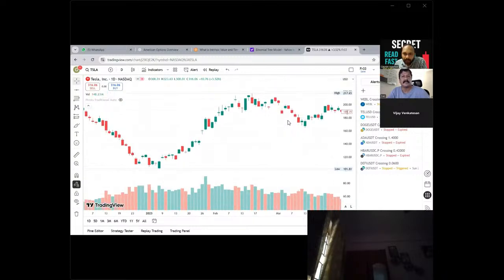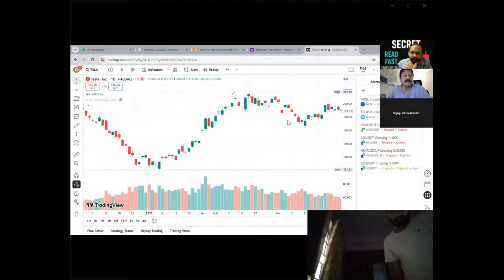And here you can see at the top also, it's a mix of a hammer and a kind of gravestone, right? So these candles actually have a very good accuracy. These kind of candles formed at the top have a very good accuracy. So here you should take a short trade, irrespective of the color, and then you can take a short trade.